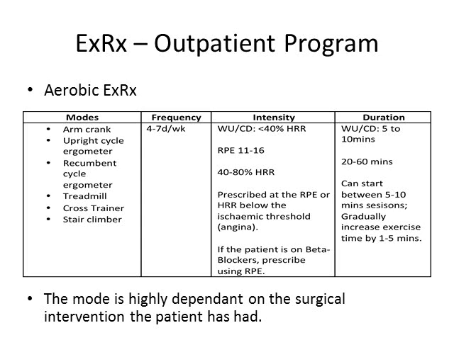So the intensity, for the warm up and cool down, you're looking at less than 40% of their heart rate reserve, or lower RPE. For the actual work component of the aerobic exercise prescription, you're looking at an RPE between 11 to 16 on the 20 scale, or between 40 and 80% of heart rate reserve. If the person does have angina, so this is what we're talking about with the ischemic threshold, you need to prescribe the RPE or heart rate reserve just below that ischemic threshold.